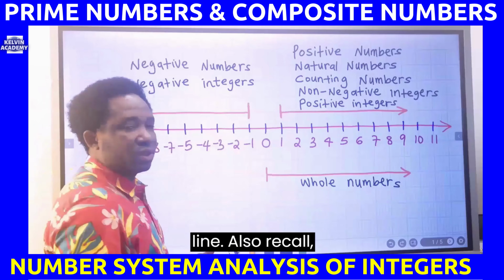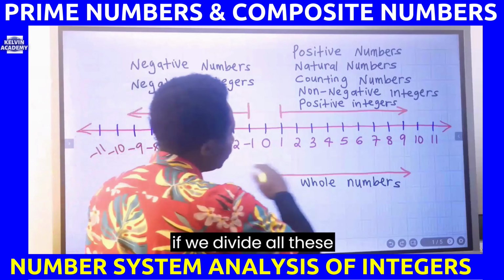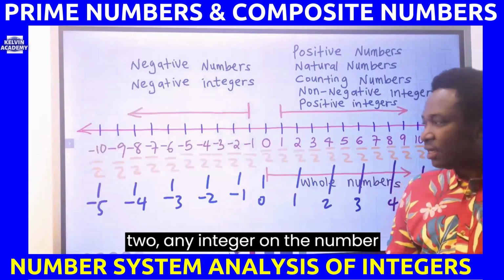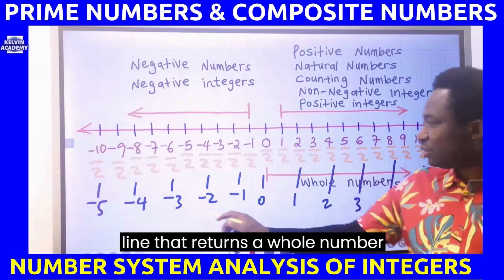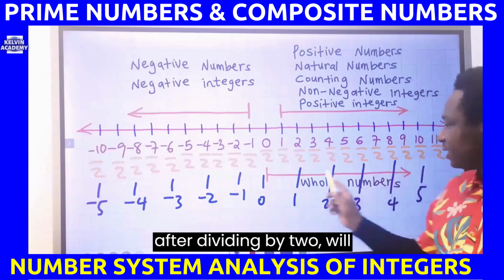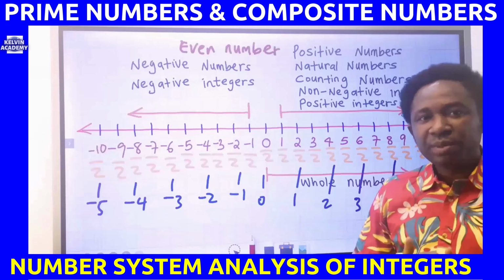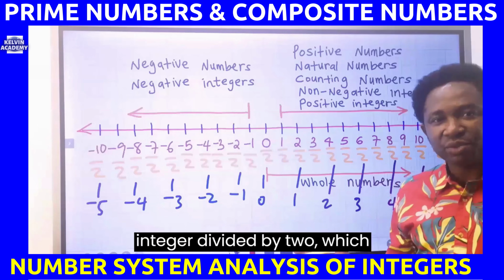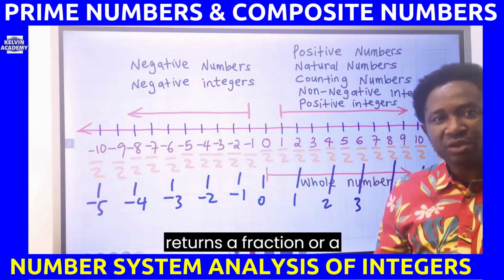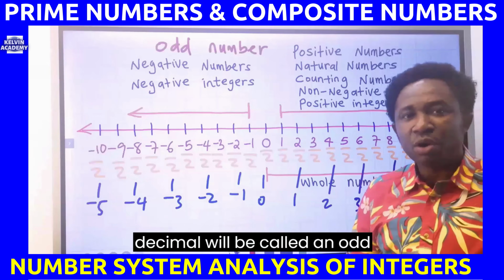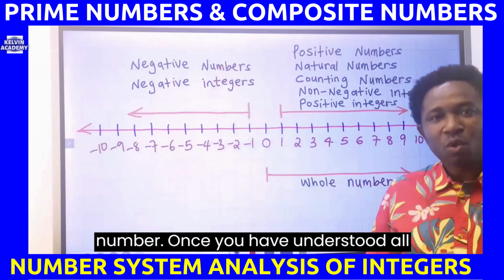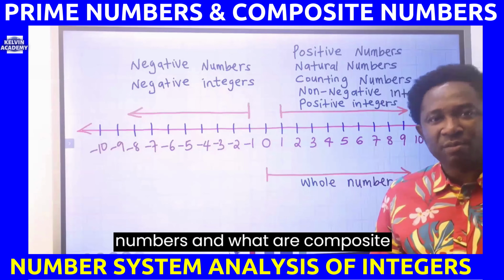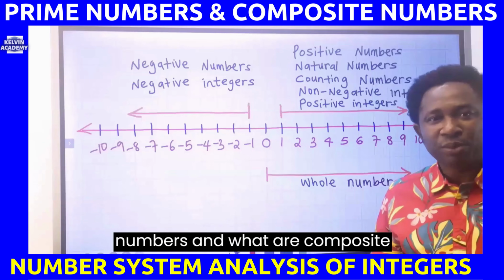Also recall, if we divide each of these numbers by 2, any integer on the number line that returns a whole number after dividing by 2 will be called an even number, and any integer divided by 2 which returns a fraction or a decimal will be called an odd number. Once you have understood all this, what then are prime numbers and what are composite numbers?